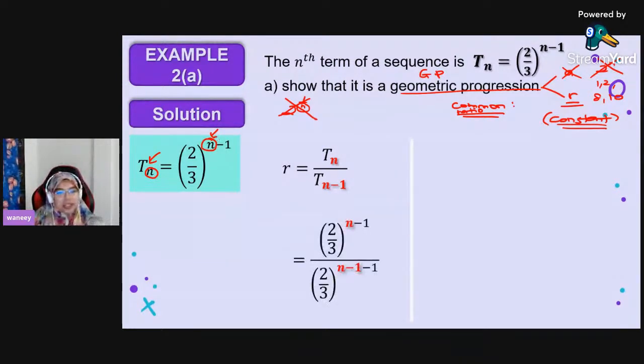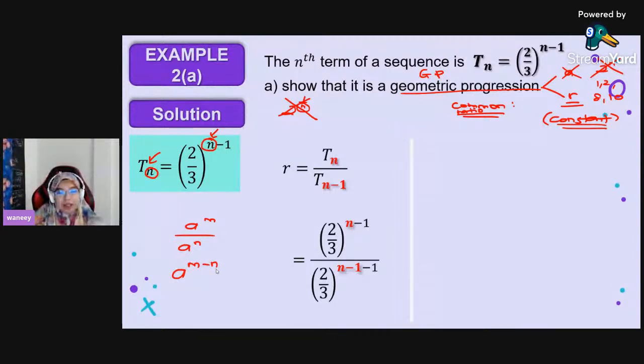Okay, so this one over here, 2 over 3 to the power of n minus 1 because this is Tn. For Tn minus 1, you are going to replace the n with n minus 1. So it becomes n minus 1 minus 1. Okay, so we got 2 over 3 to the power of n minus 1. And then below here, we have 2 over 3 to the power of n minus 1 minus 1. So basically, we do have the same base. It's like having a^m over a^n. So what I can do is that I can use the rules of indices for them. So this is a to the power of m minus n. So you're going to simplify them a little bit.